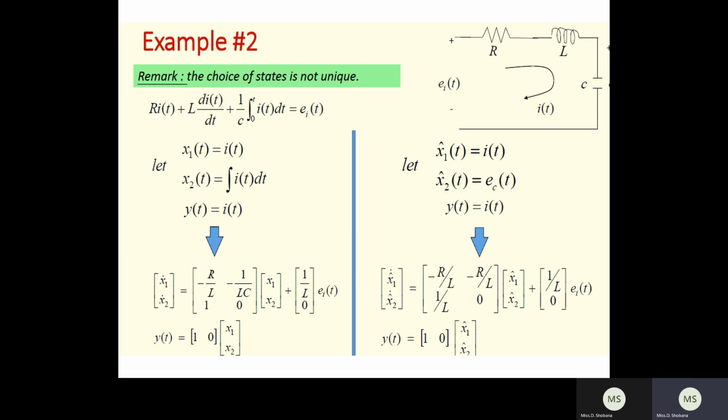Okay, and then we can go for the next one, where the transfer function is given. For this we have to obtain the state model. So from the transfer function, how do we obtain the state model? The first approach is to use a differential equation model, so here the equation is given.